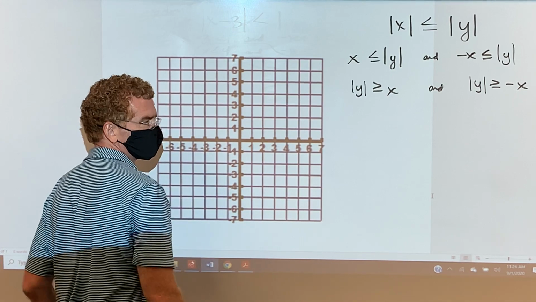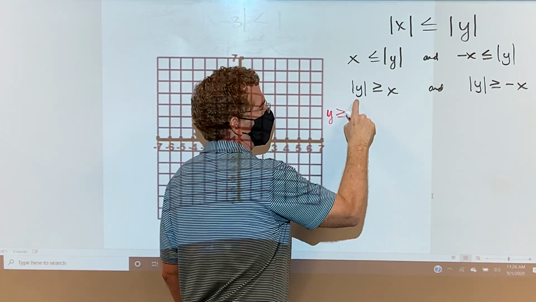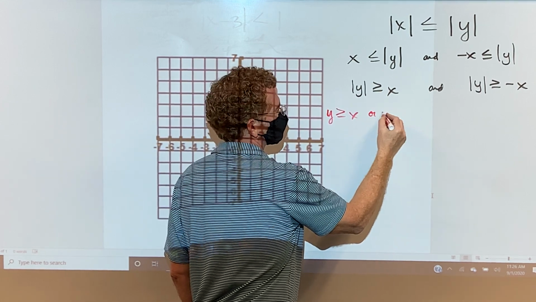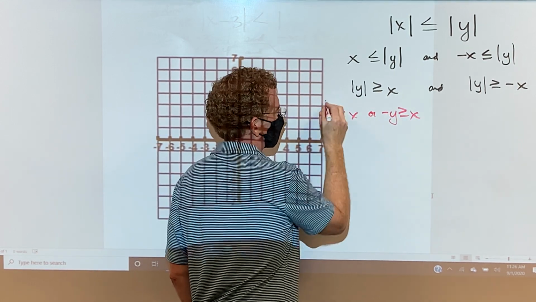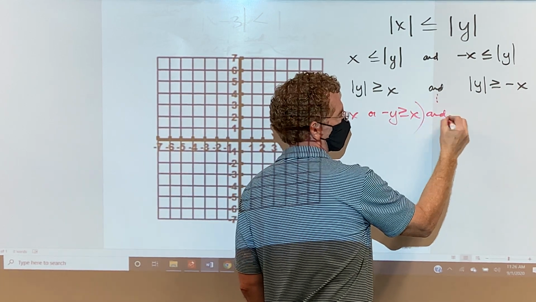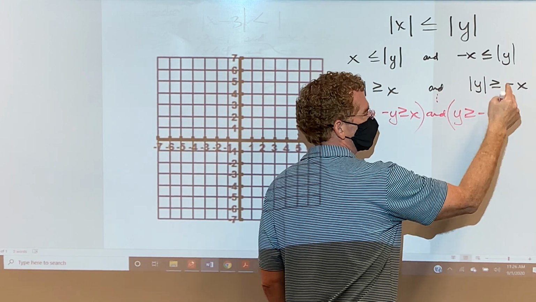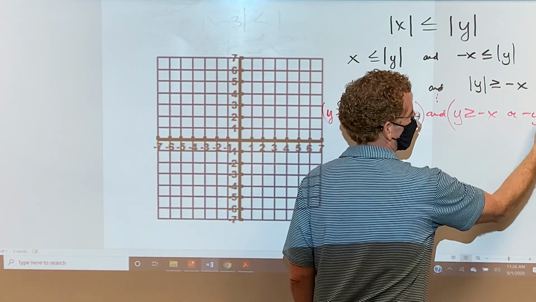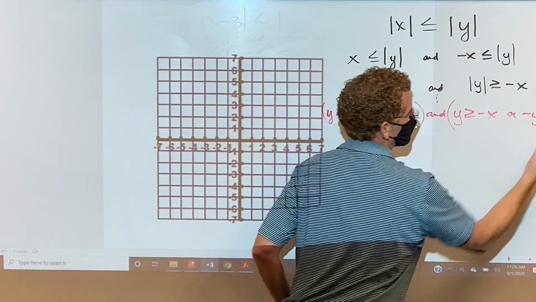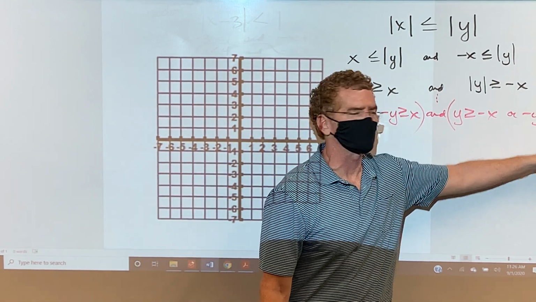How do I do that? Well, sometimes it's positive. Now it's greater. Sometimes it's negative. But all of that goes together. Drop down the and. And then here, sometimes it's positive. Greater. Sometimes it's negative. If you can't see that, guys, it's negative y greater than or equal to and negative x.